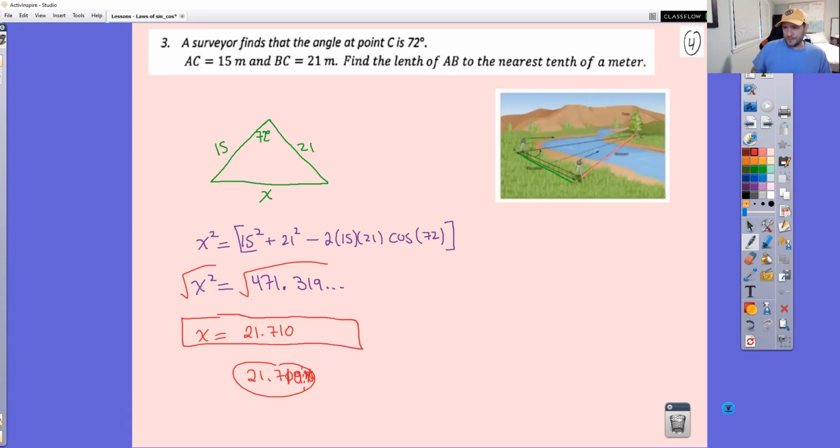This is a real world based word problem, so you better give me units. And there's units right here. You're being told these are meters, so this is also meters. Moving on.